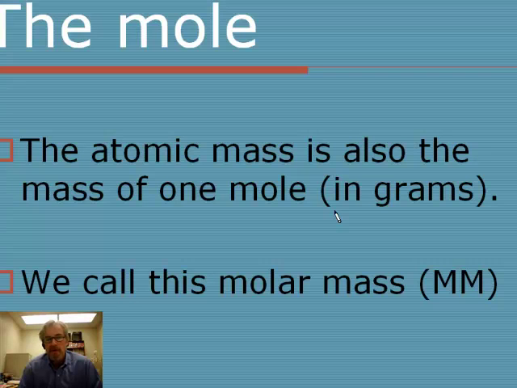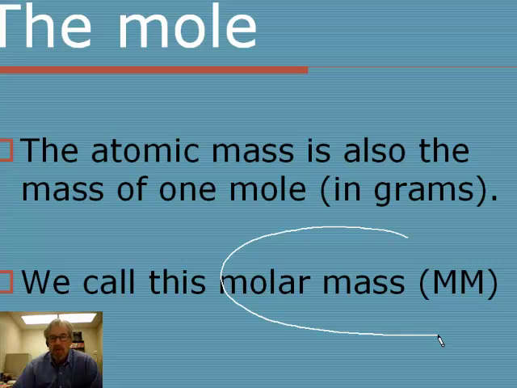So that those numbers on the periodic table have two meanings: the mass in U's of one atom or the mass in grams of 1 mole of atoms. We call that the molar mass. Mass of 1 mole is called molar mass. And it's useful for lots of different things in chemistry. You'll use this almost every day from here on out.